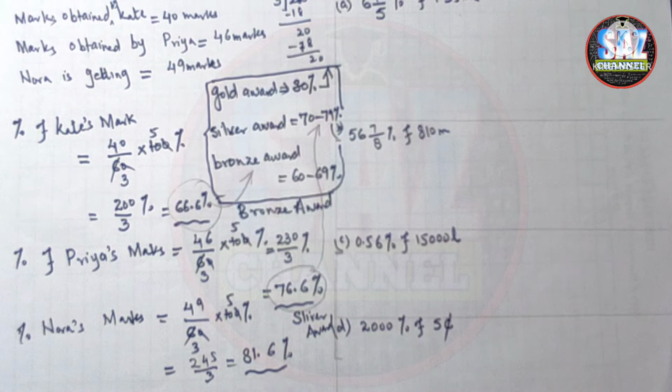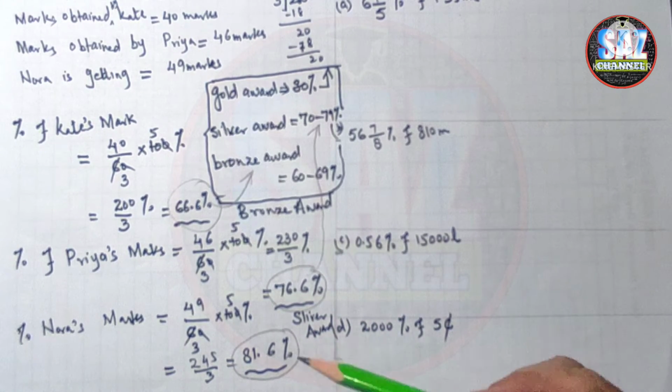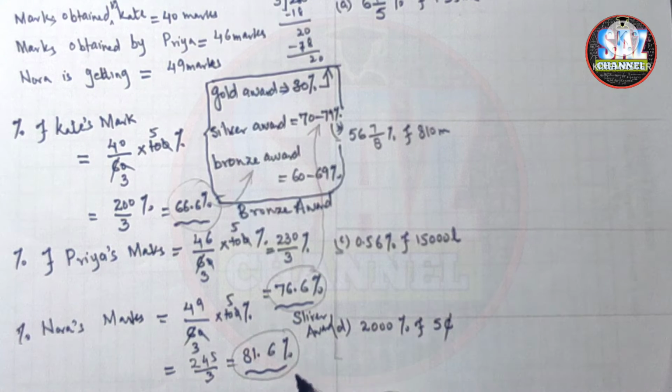And then Nora is the intelligent one, and she is getting 81.6%. So all those candidates who are scoring 80% and more, they are eligible for gold award. Okay, so congratulations to all lucky contestants and winners, gold award. I hope you are clear how we are deciding all these awards by finding their percentages.